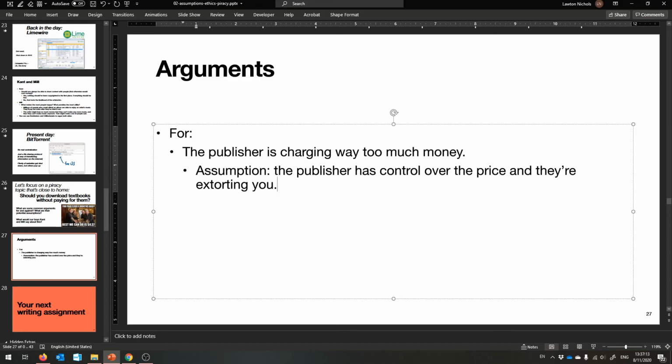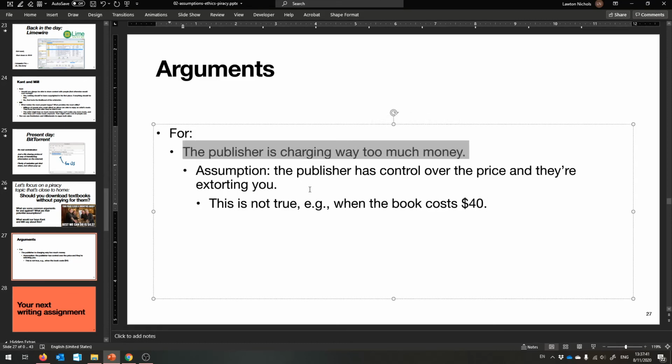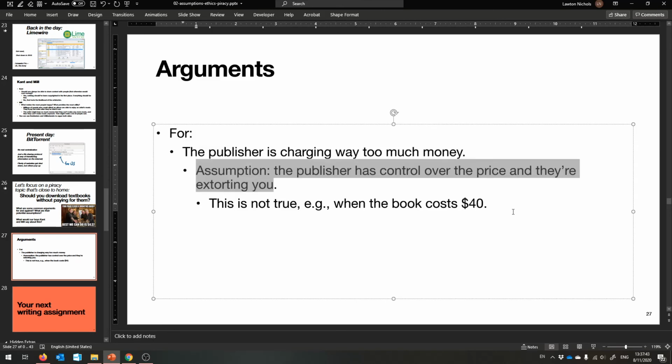And that might be the case, honestly, sometimes, but other times people give away books for the cost of the book. Like they might make $5 extra. So this is not true. For example, when the book costs, I don't know, $40, because that might be the cost of actually making the book and printing it in color. But $40 still might be too much for you, but this assumption would not apply anymore. I hope you see that. So that's a standard argument for.